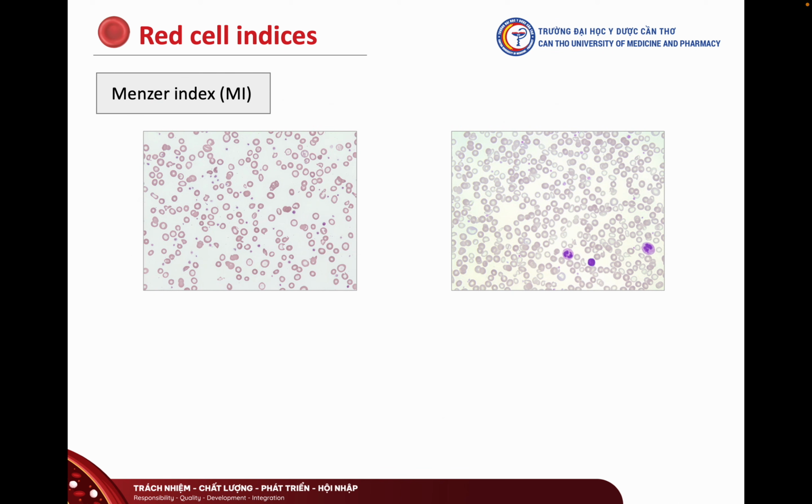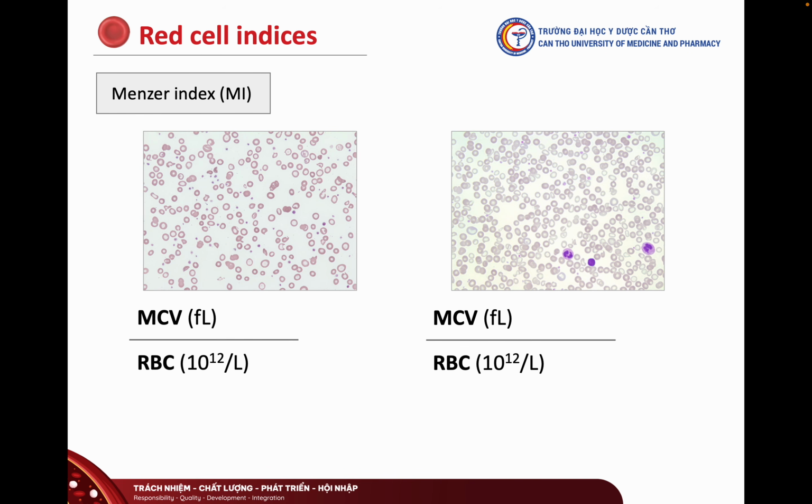Now, the final information that I want to introduce to you is a useful clinical method called the Mentzer index. The Mentzer index is calculated by dividing the MCV value by the RBC value. And we use this index to differentiate between iron deficiency anemia and thalassemia trait or minor, both of which can cause microcytic anemia with mild severity. Now let's apply it to these two blood smears.